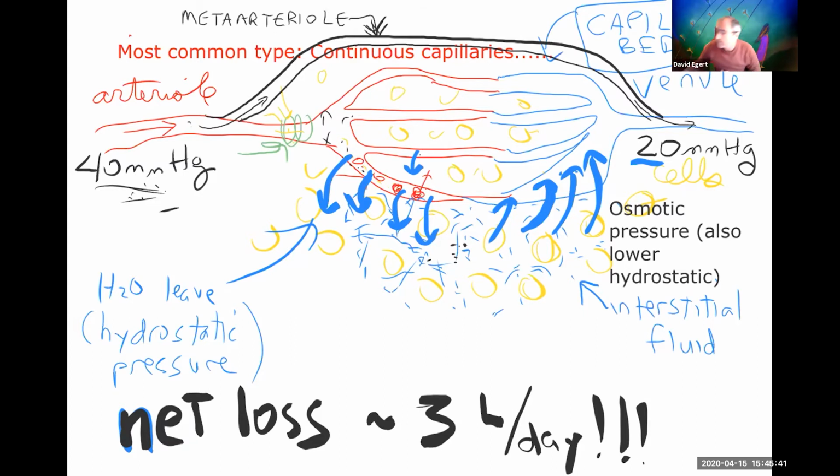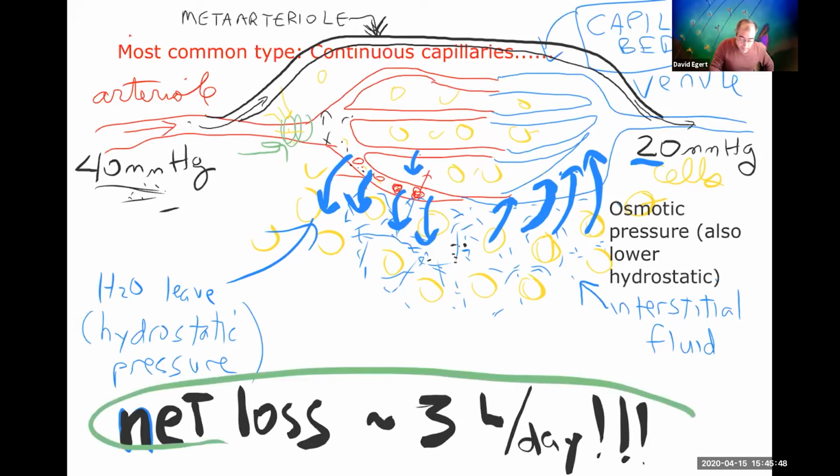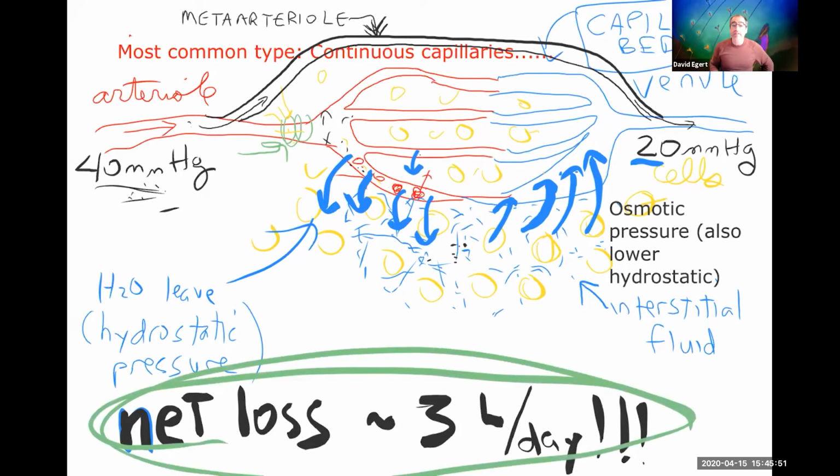All right, continuing back. So this 3 liters per day, we need to somehow collect it and return it back into the closed circulatory system. And we'll see also in the process, we're going to filter it as well, kind of clean it up. So that is going to be our introduction to the lymphatic system. This is going to be done by these little lymph capillaries. So let's take a look at those.